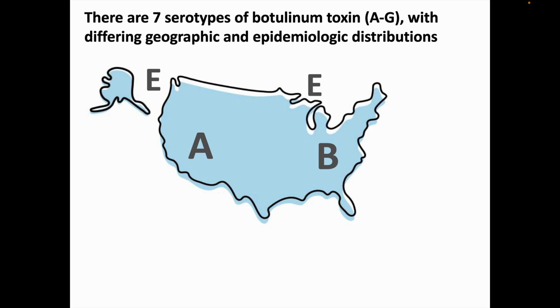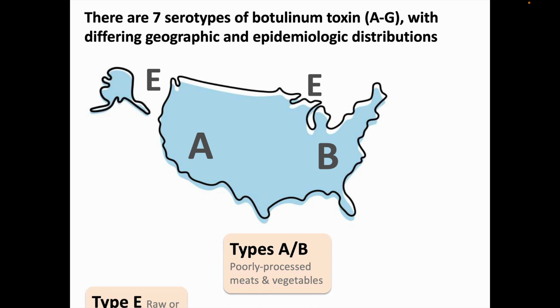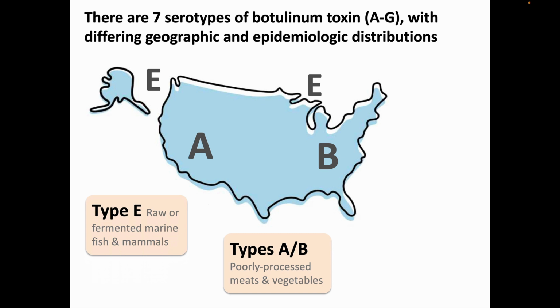Within the United States, for instance, we tend to see type A more west of the Mississippi River, type B east of the Mississippi, and type E around the Great Lakes and in the Pacific Northwest, including Alaska. Serotypes A and B are the types typically found in foodborne botulism from poorly processed meats and vegetables. Type E is more associated with raw or fermented marine fish and mammals.